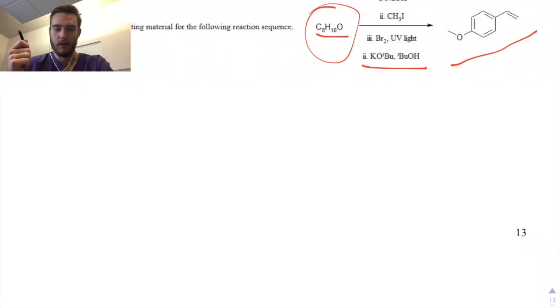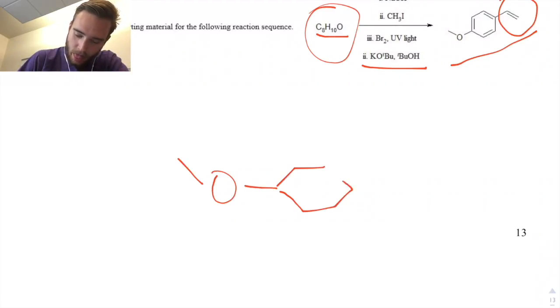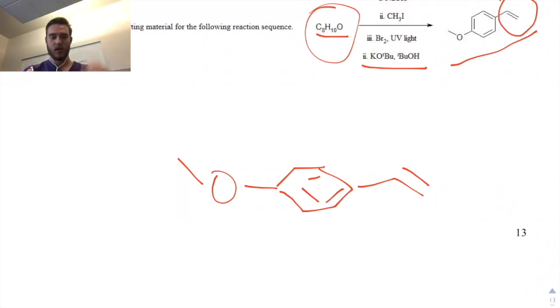That's our big bulky base, the bulkalicious base, right? Bulkalicious bases do elimination. What's elimination form? Double bonds. This is our double bond that was formed by our bulkalicious base. So I'm going to redraw our finishing material right here. This is what we finish with.